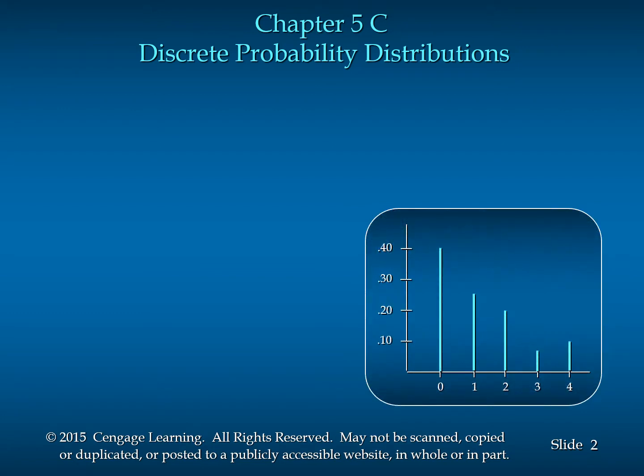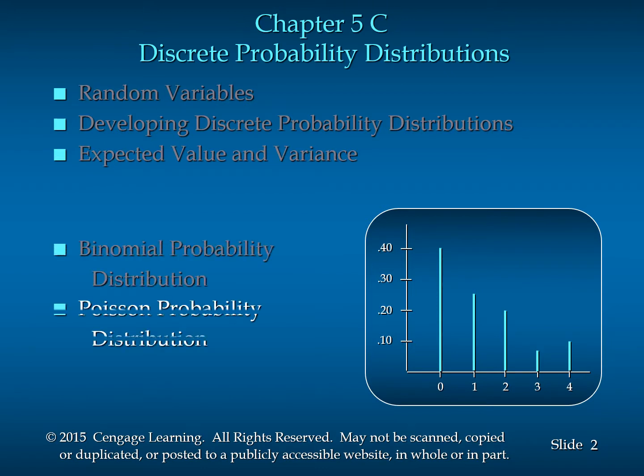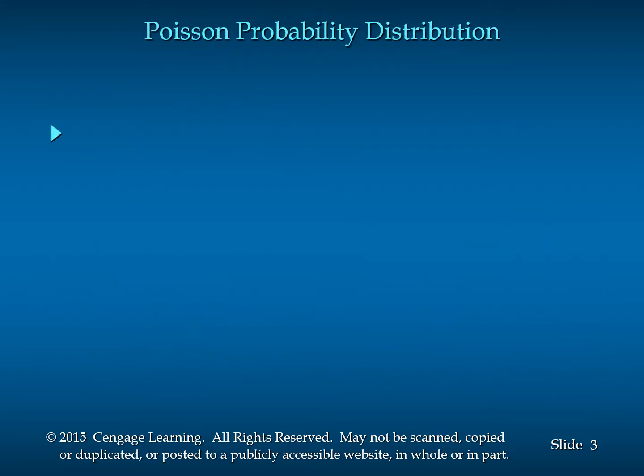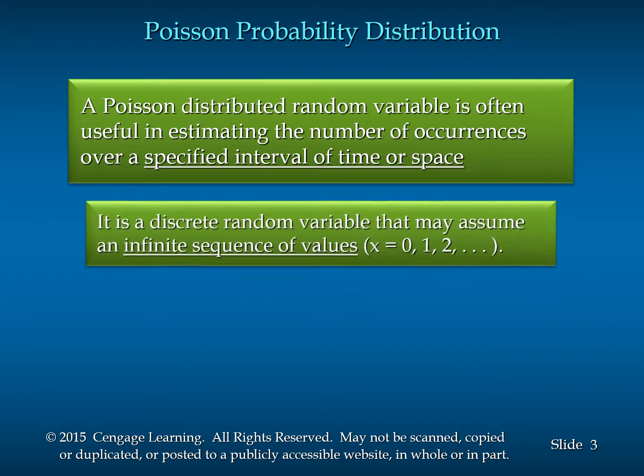In this third lecture from Chapter 5, we will study another useful discrete probability distribution, the Poisson. The Poisson distribution is useful in estimating the number of occurrences over a specified interval of time or area or distance.